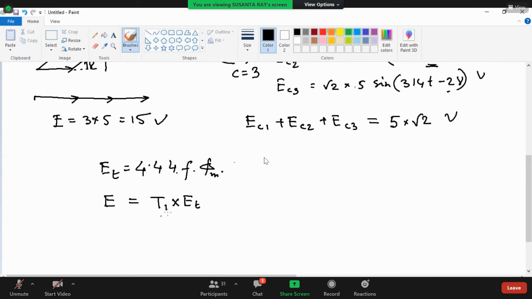How can we multiply by T1? Because for all the turns, we can repeatedly add this voltage. And what will the addition be? Algebraic addition. So therefore, we can just multiply like this. Basically, in the case of a transformer, we are adding all the turn voltages algebraically, and thereby we are getting ET into T1, which is 4.44 f phi m into T1. Are you getting it?